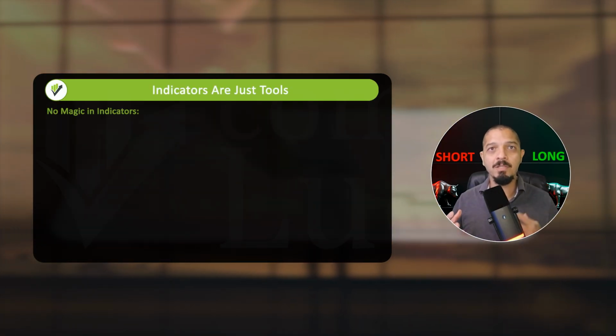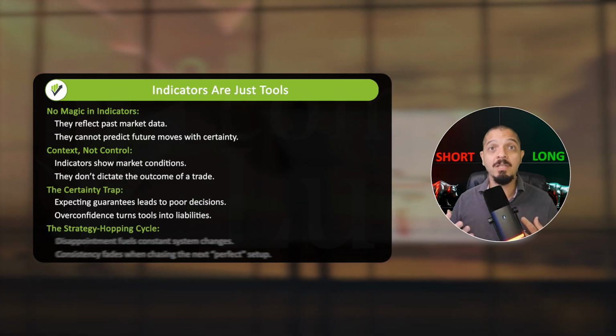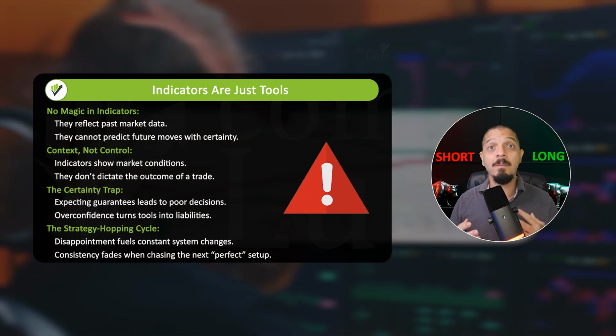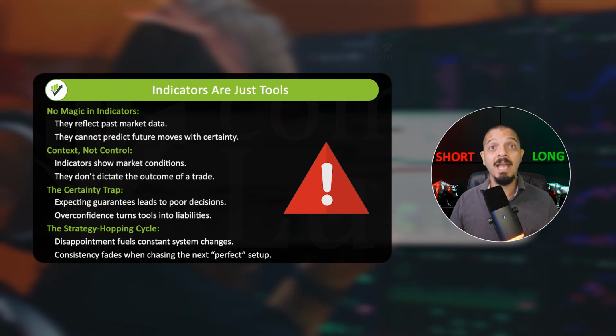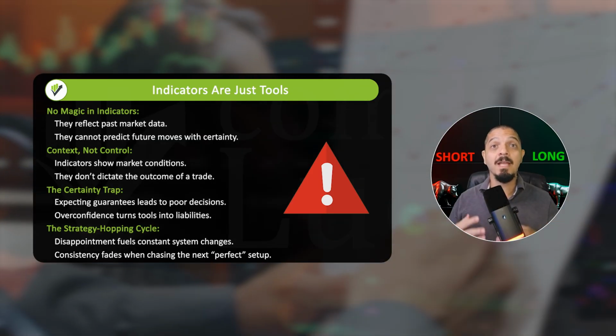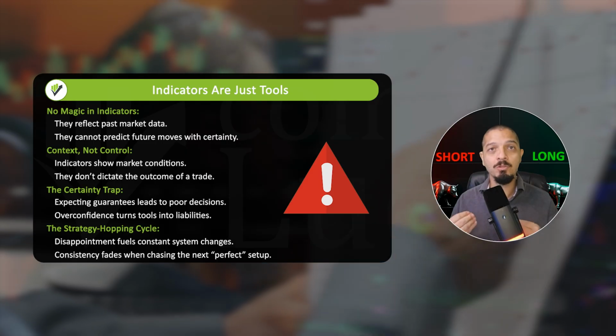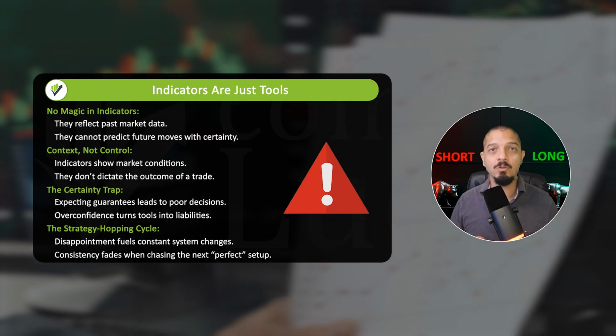Here's something every trader needs to hear, especially if you're just starting out. Indicators are not magical signals. They don't predict the future. They simply reflect what's already happened. They're tools, valuable ones, but still just tools. They help you read context, not control outcomes.